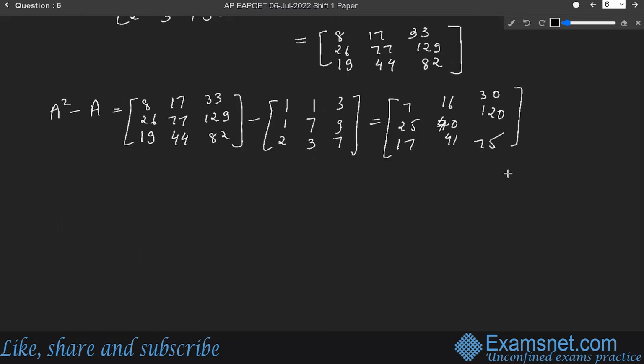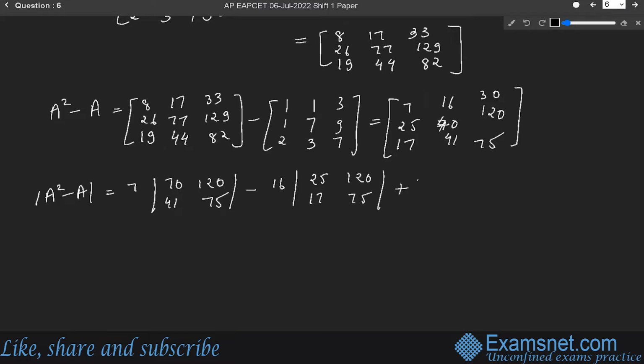Now, let us calculate the determinant of A square minus A. So, its determinant will be 7 into (70, 41, 120, 75) minus 16 into (25, 17, 120, 75) plus 30 into (25, 17, 70 and 41).